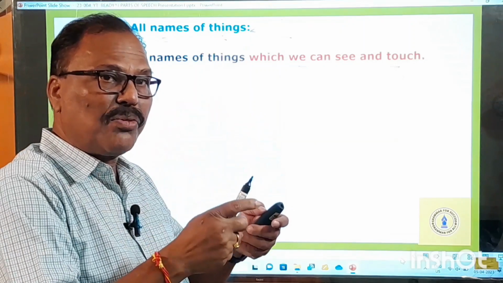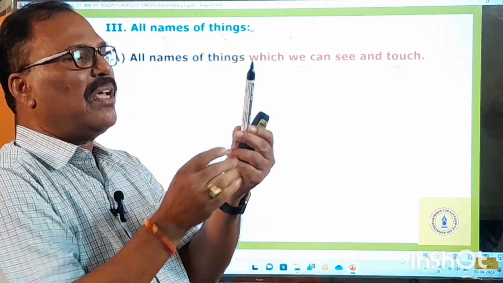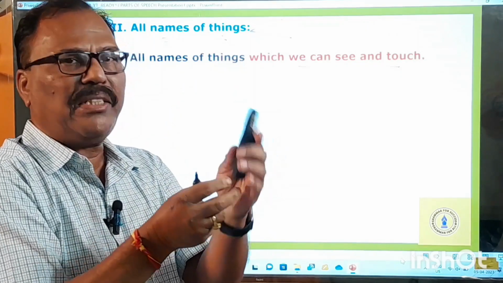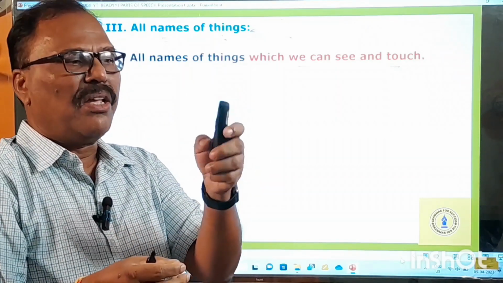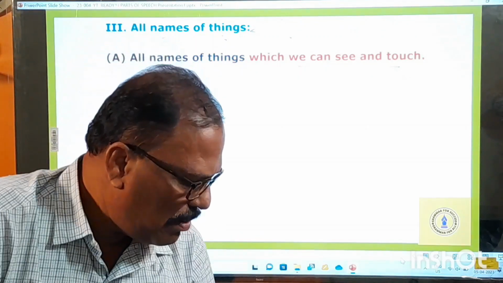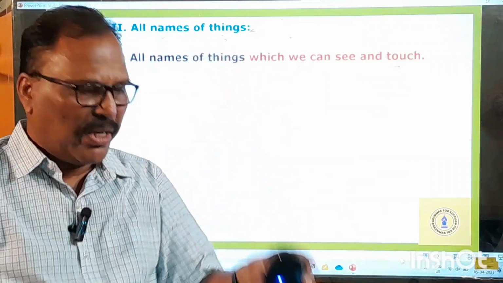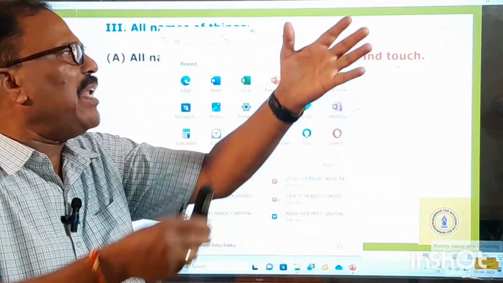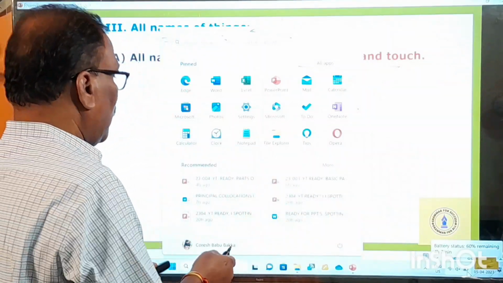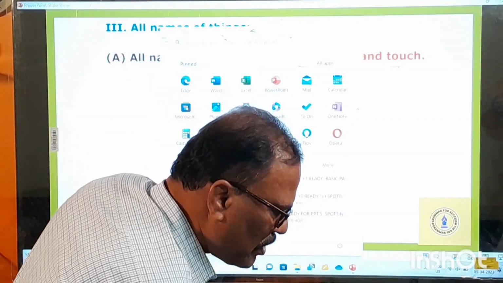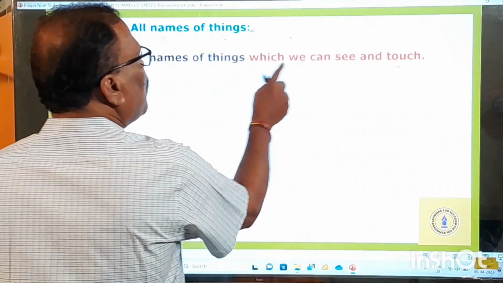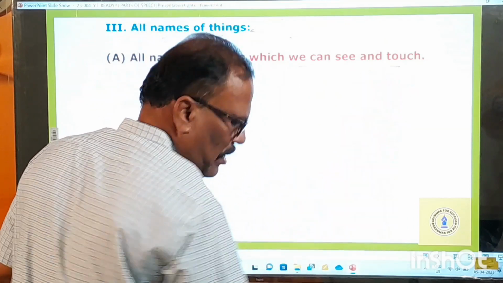There are certain things which we can see and touch. For example, this whiteboard marker, you can see and you can touch. This pointer, this slide changer, you can see and you can touch. And this mouse, you can see and you can touch. Many things are like that, and such things also have nouns. So, all names of things which we can see and touch.